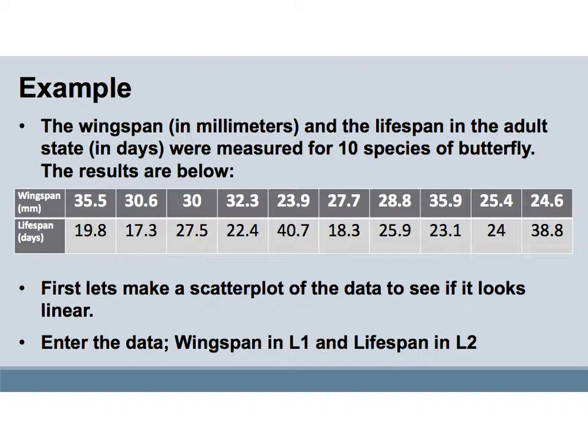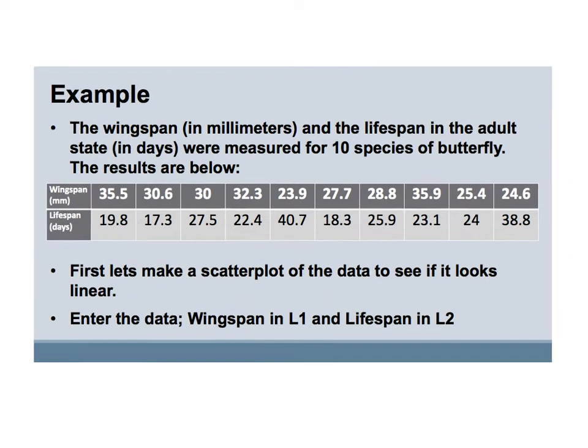The first practice problem in your notes has to do with butterflies. It says the wingspans in millimeters and the lifespan of the adult state in days were measured for 10 species of butterflies. The results are below. First, we're going to make a scatter plot. Like I said, you can just always do it in the order it gives it to you. So we can assume that X is wingspan and Y is lifespan. Put wingspan in L1 and lifespan in L2.